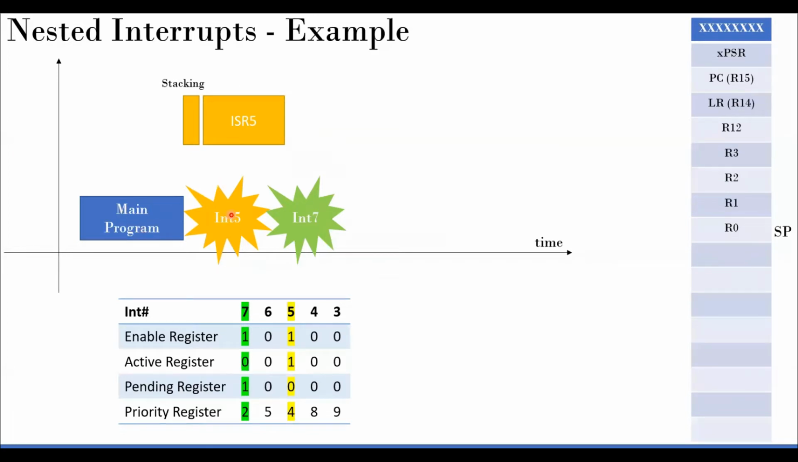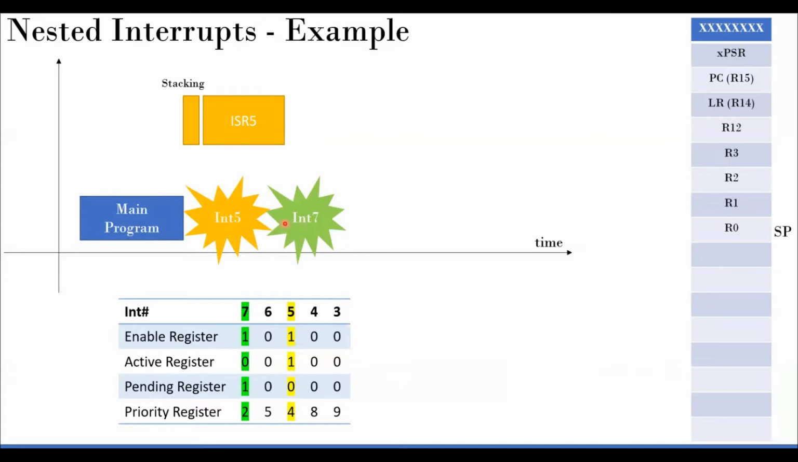So main program, interrupt 5 came, some stacking happened, and the interrupt 5 service routine is currently being executed. If you see here, I made a change from the previous case. I enabled 7 also, and its priority was already 2, correct? So when the interrupt 5 service routine was executing, this active register will be showing 1 against 5. At the same time, suddenly an interrupt 7 happens. The core is executing the service routine corresponding to interrupt number 5, and at that point interrupt 7 happened.